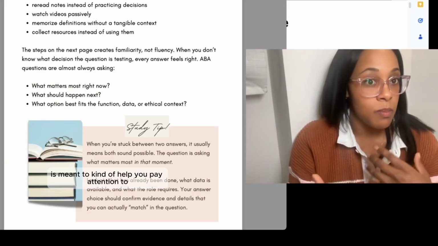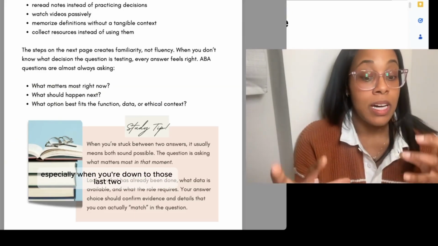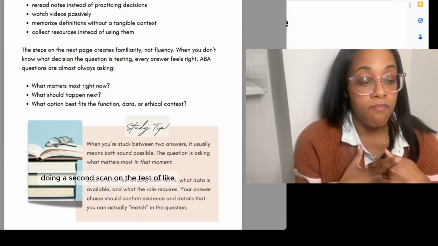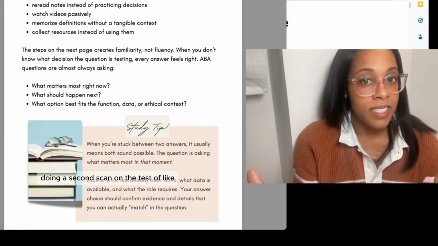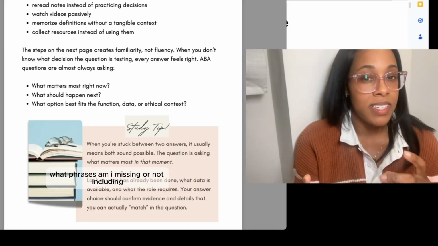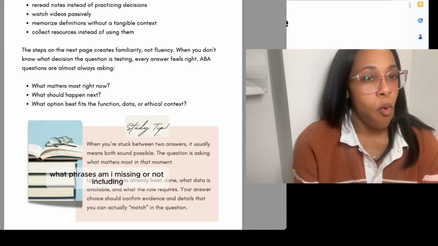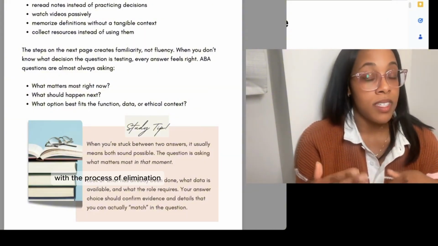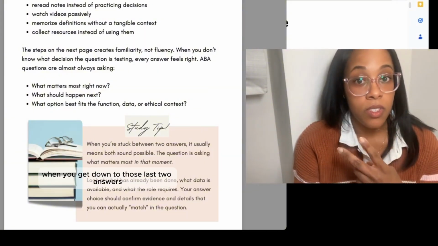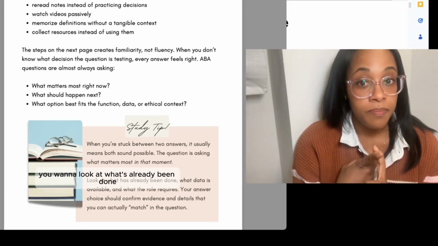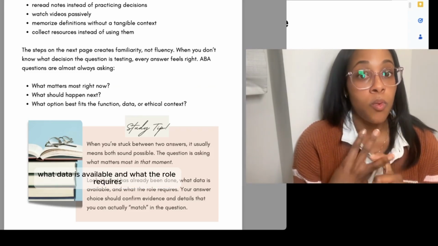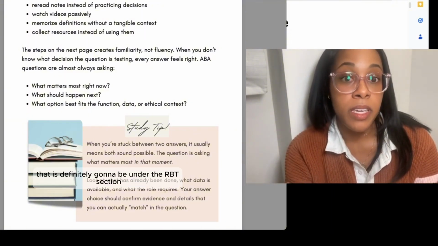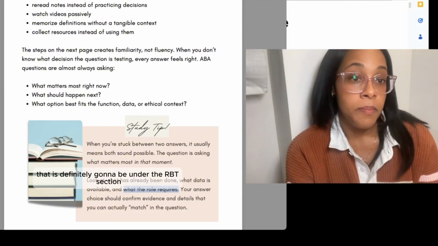And the keyword guide is meant to help you pay attention, especially when you're down to those last two, by doing a second scan of the test: all right, what keywords, what phrases am I missing or not including? That's going to help you even more with the process of elimination when you get down to those last two answers. You want to look at what's already been done, what data is available, and what the role requires.